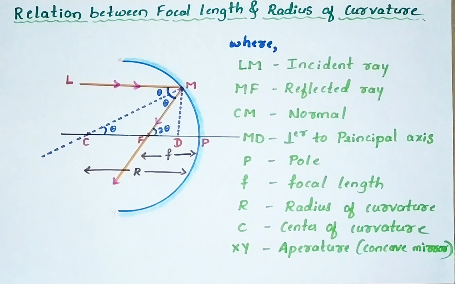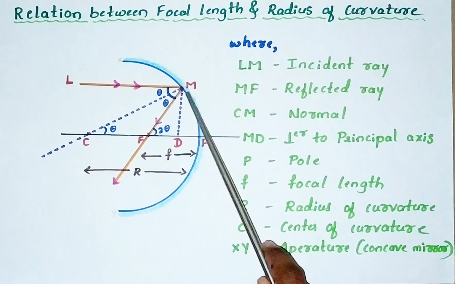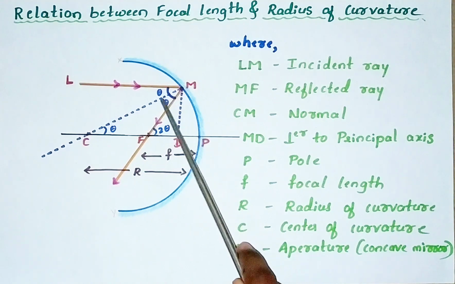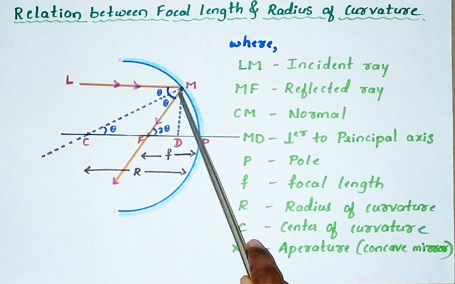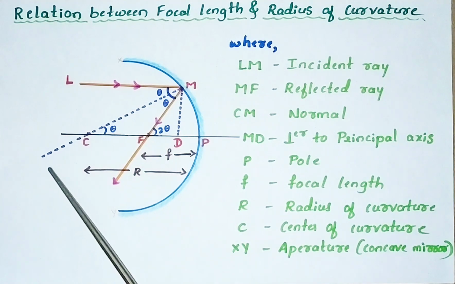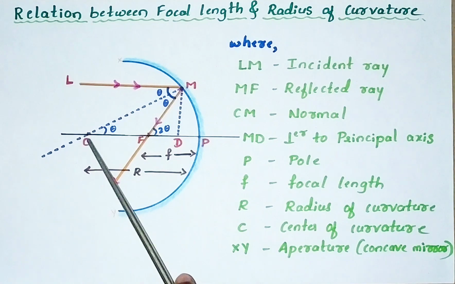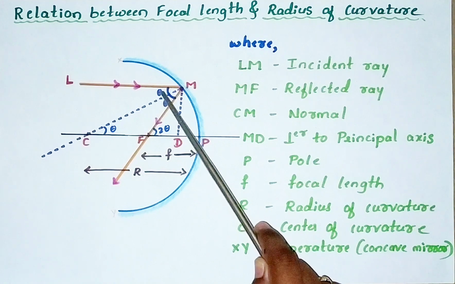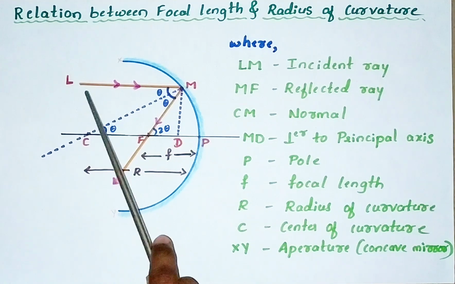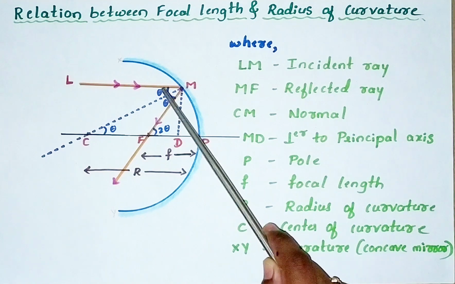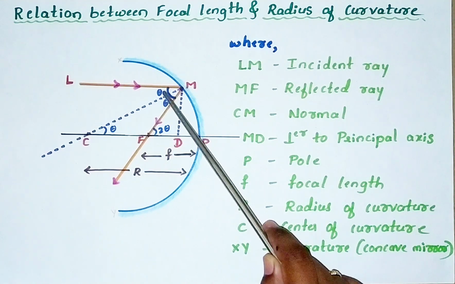Now I want to measure the angle of incidence and angle of reflection. Angle of incidence means the angle between the incident ray and the normal. So we need the normal here. Let us draw the normal. This dotted line indicates the normal. The normal is passing through the center of curvature. Now easily we can measure the angle of incidence. This is the angle between the incident ray and the normal, and let us take the angle of incidence as theta.